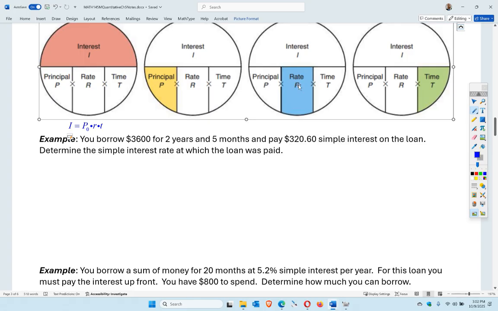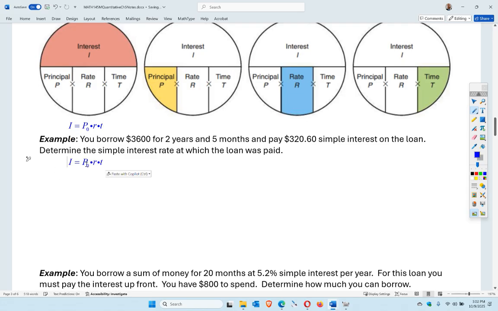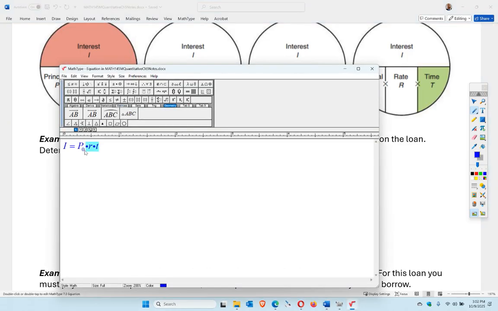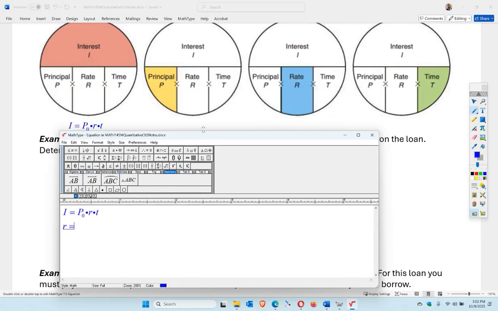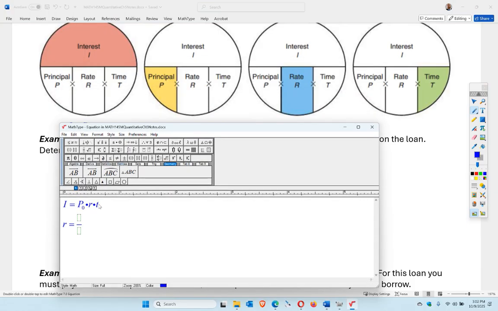So that means the formula for R is interest over principal times time. So the R is equal to interest over principal times time. So we're going to say the rate equals a ratio. The I goes on top, and then P and T go on the bottom. So the principal and the time go on the bottom. That's how, using these circles, I get that formula.